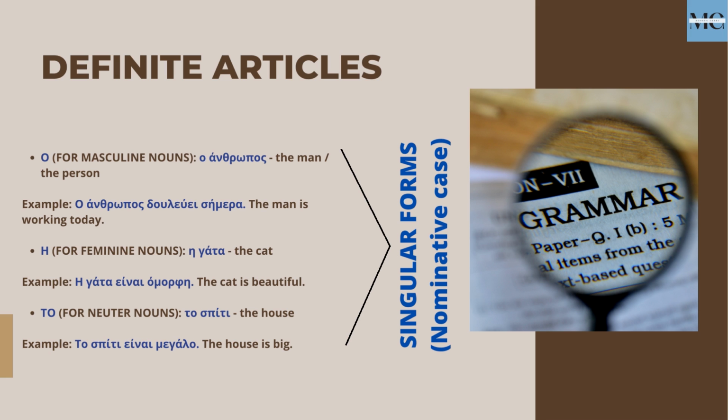This cat specifically. And the third definite article is for the neutral gender nouns and it's pronounced as "to". So we have the word spiti. Το σπίτι, which means the house. And let's check out a full sentence in Greek. Το σπίτι είναι μεγάλο. The house is big. This house specifically.